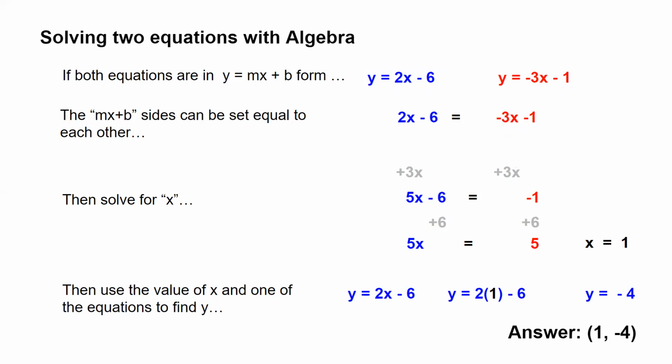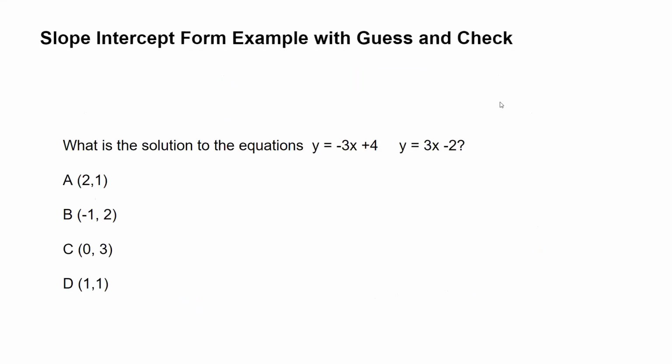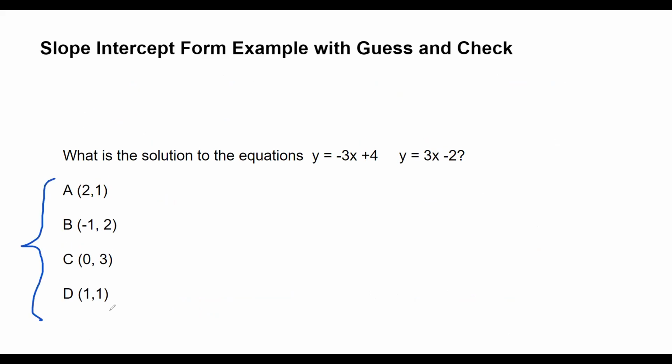So I want to give you an alternative, and that's with the guess and check method. So here we have a similar problem. What is the solution to these two equations? y equals negative 3x plus 4, and y equals 3x minus 2. We are given these 4 answers. One of them must be the correct one. So what we can do is we can first check these equations for x equals 2, y equals 1.